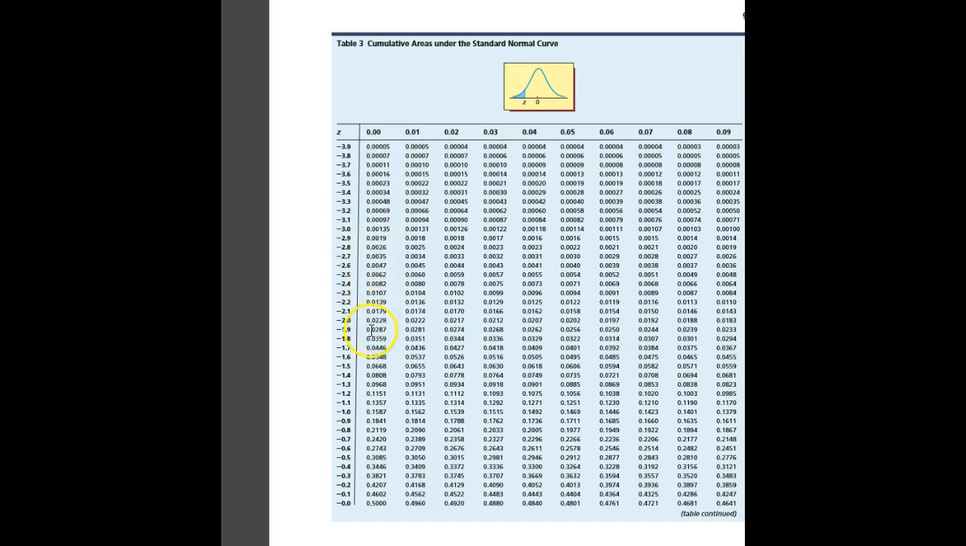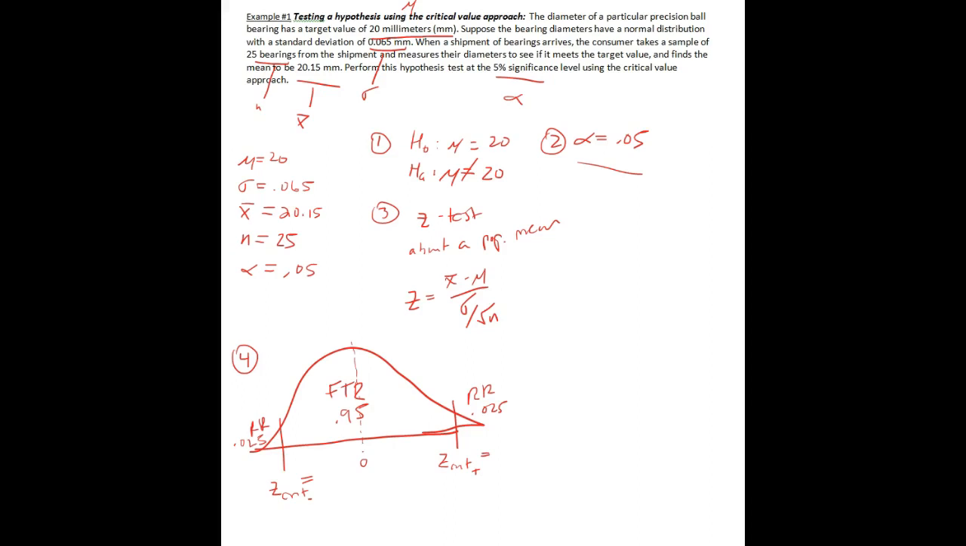Looking for 0.025. Okay, we passed it here. Scroll over. 0.025 right here, and then thus negative 1.96. Okay, and that's one of those numbers that we remember that we've used. All right, so our T crit negative is negative 1.96. If you did the same thing on the top end, you'd see that this is going to be positive 1.96.